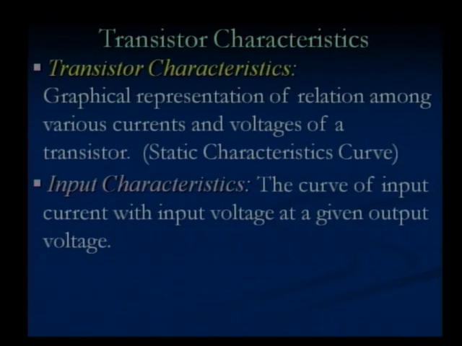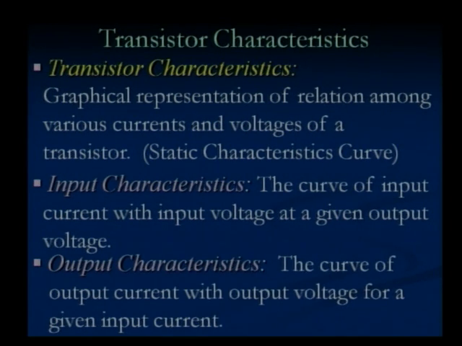Okay, now since we have two junctions, input and output, or we can say two sections, the input section and the output section of the circuit when the transistor is operated, we label two types of characteristics. One, the input characteristics. What is that? The input characteristics is nothing but the curve of input current with the input voltage when we keep the output voltage constant. So it is very easy to remember: input current and input voltage when output voltage is constant. The graph of this we call the input characteristics.